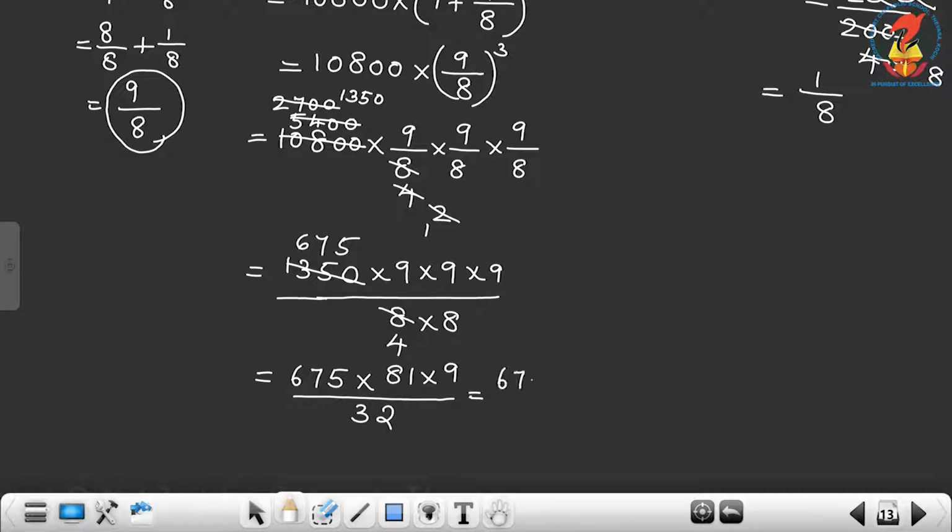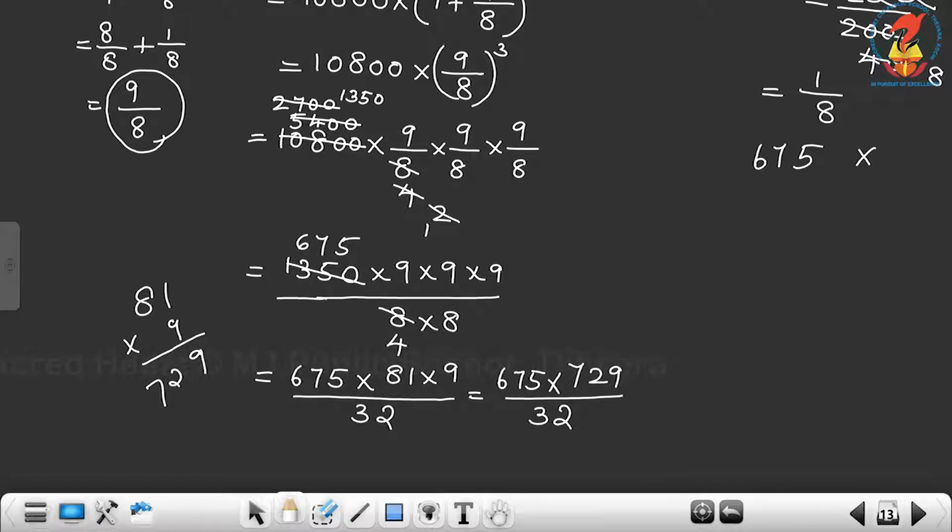So 675 into 81 into 9. 81 into 9, 729. So 729 divided by 32. So you have to find out the product and then you have to divide by 32. So when you find out the product, what you will get? 675 into 729.